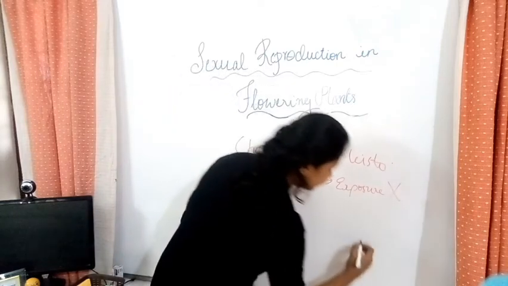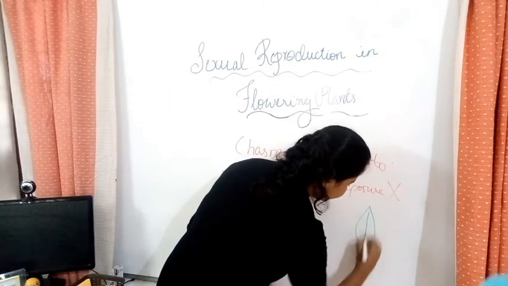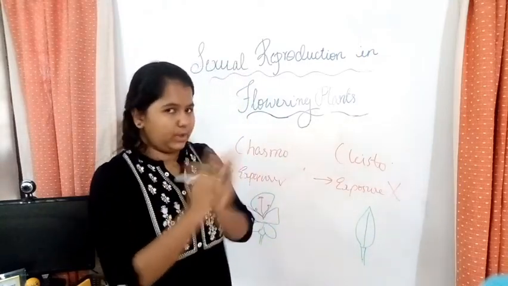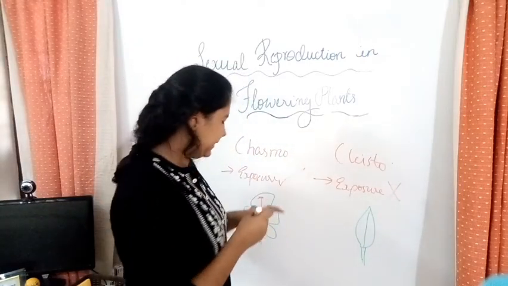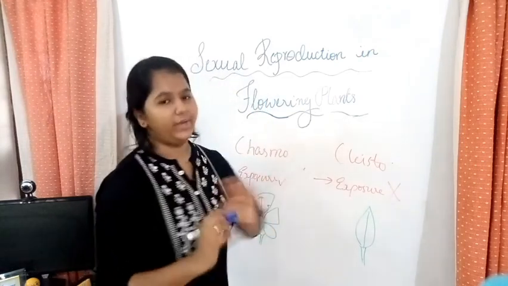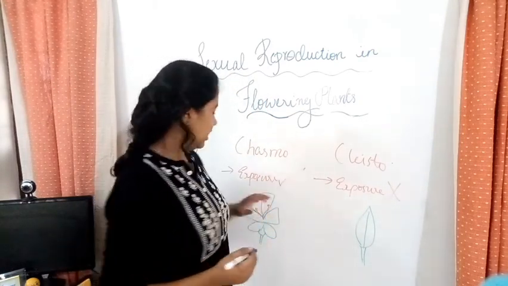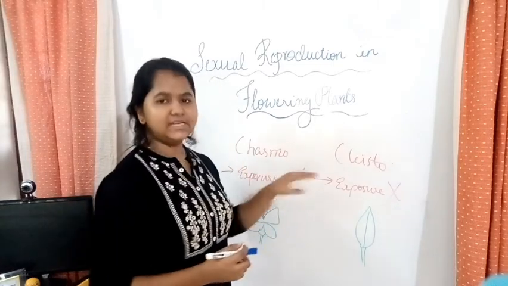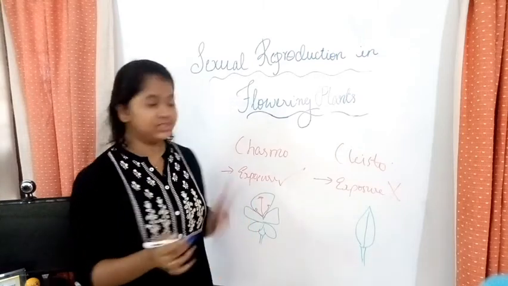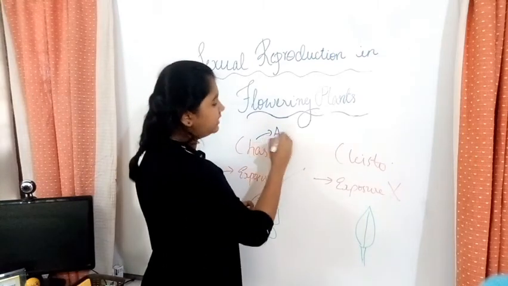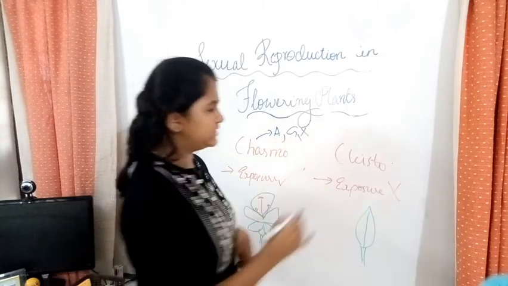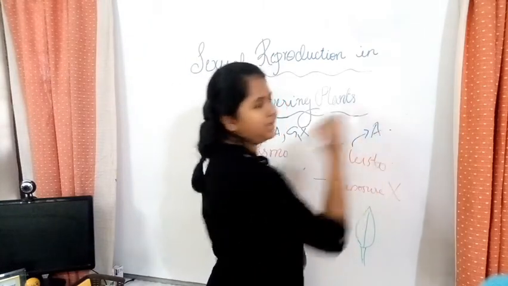And for the cleistogamous flower, this is the cleistogamous flower. It looks like a bud, but it's not a bud. It doesn't open. That is it. Okay. So there is exposure, and there's no exposure. That is the main difference between chasmogamous and cleistogamous flowers. For chasmogamous flowers, all types of pollinations, that is autogamy, geitonogamy and xenogamy, can take place, but for cleistogamy only autogamy will take place.